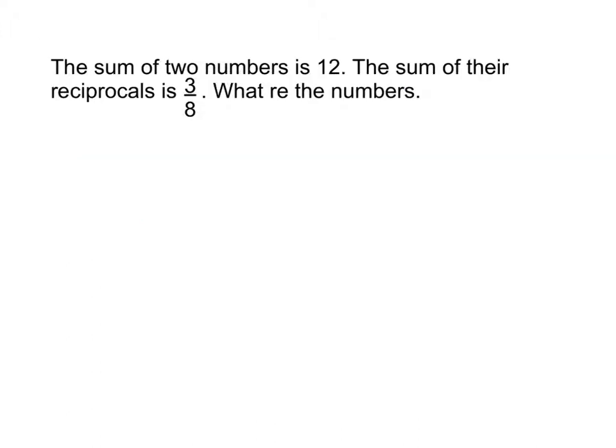This one is a little different, but it's still going to be rational. It says the sum of two numbers is 12. The sum of their reciprocals is 3 over 8. What are the numbers? N is one of the numbers. I'll just call it the first number. So then we need something for the second number.